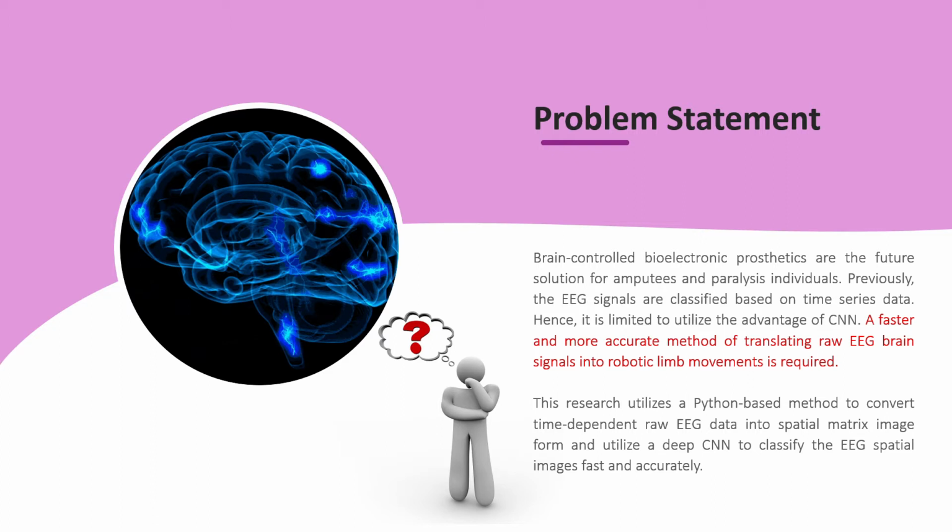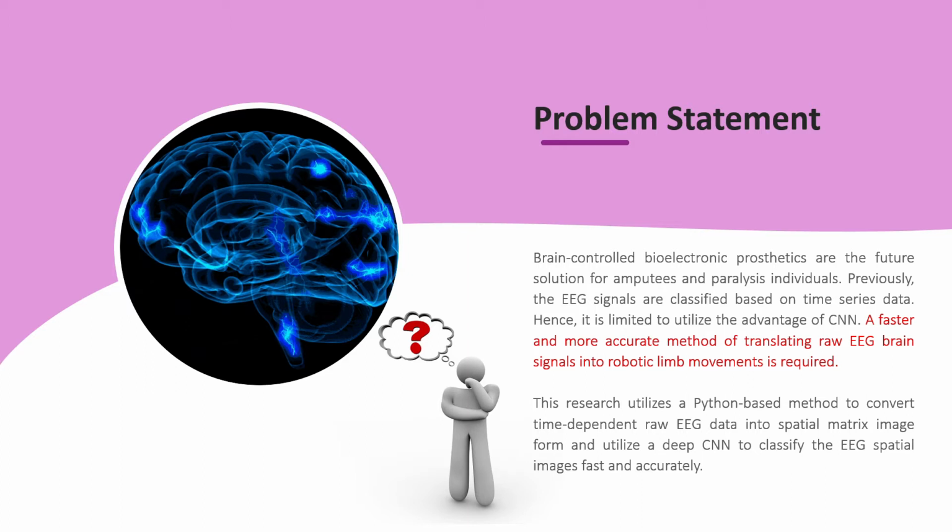Brain-controlled bioelectronic prosthetics are the future solution for amputees and paralyzed individuals. Previously, the EEG signals were classified based on time series data. Hence, it is limited to utilize the advantage of CNN. A faster and more accurate method of translating raw EEG brain signals into robotic limb movements is required.